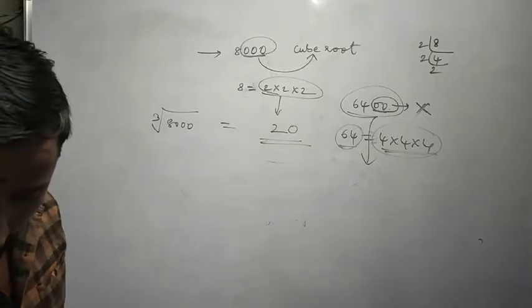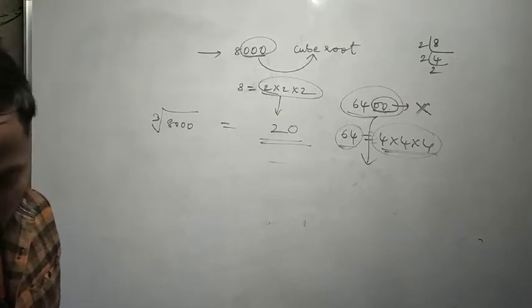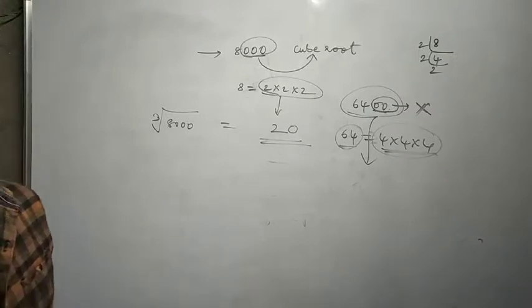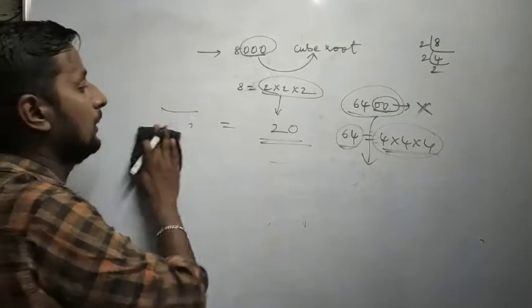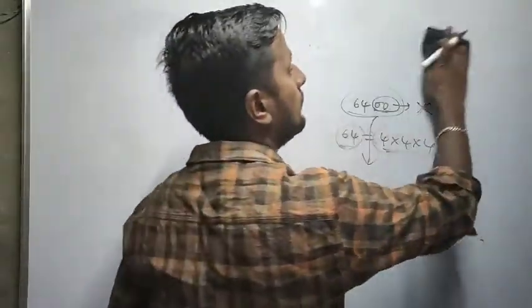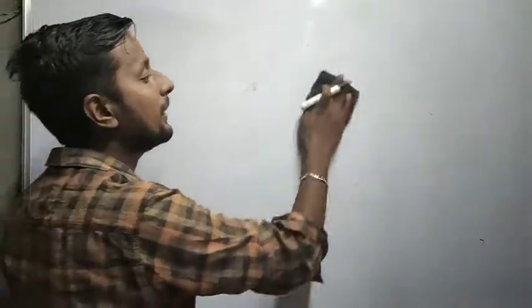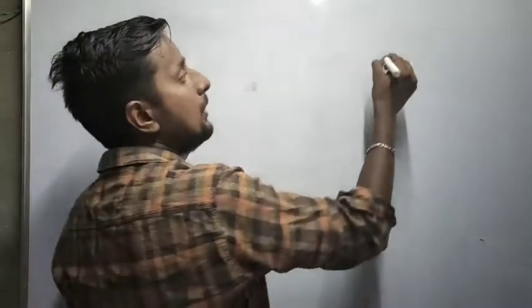The third question, beta. Find the smallest number by which 8788 must be multiplied to get a perfect cube. So take the number 8788, and now it is asking us to multiply with a certain number to make it a perfect cube. So that means the given number is not at all a perfect cube.